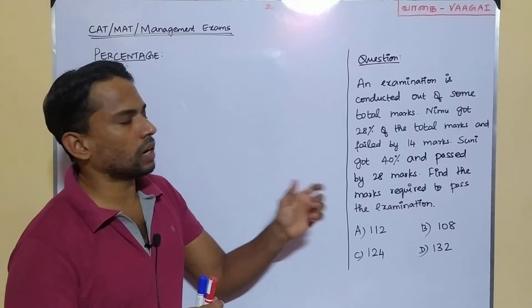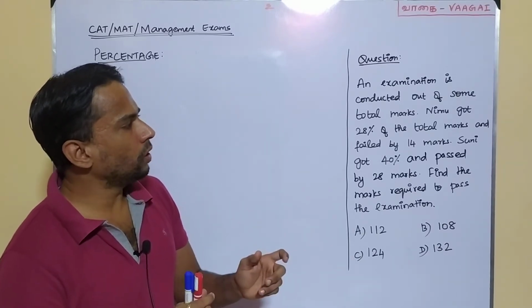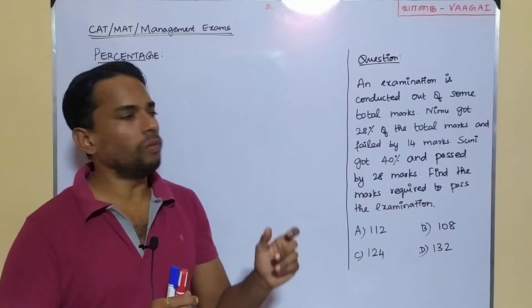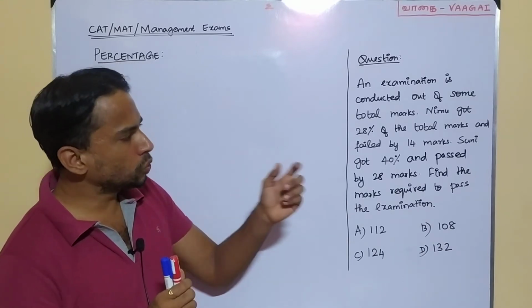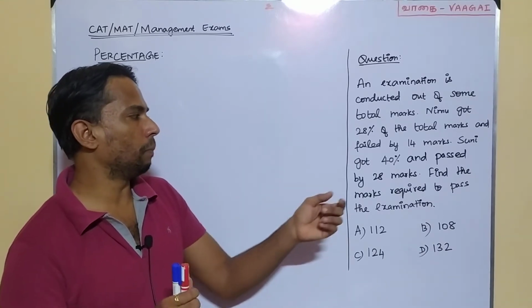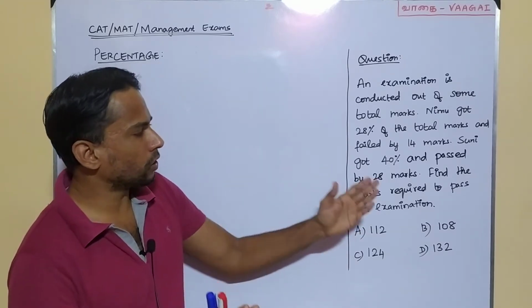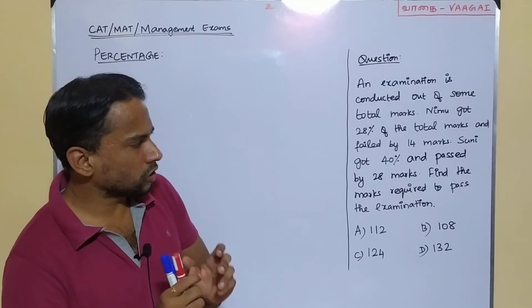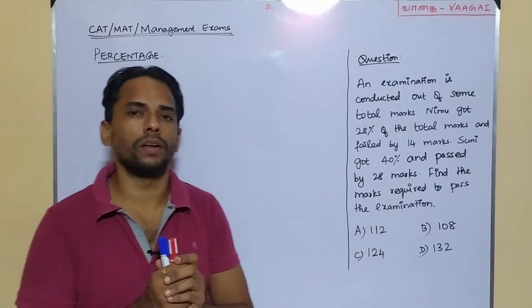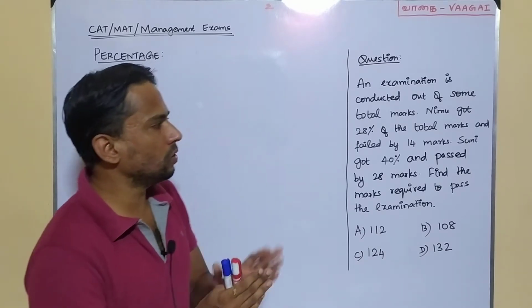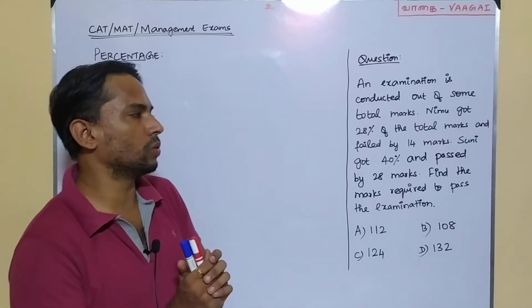An examination is conducted out of some total marks. Now Nimu got 28% of the total marks and failed by 14 marks, and Suni got 40% of the total marks and passed by 28 marks. We are asked to find the marks required to pass the examination. This is a nice question from the concept of percentage, so let us now see an approach for how this question can be solved.